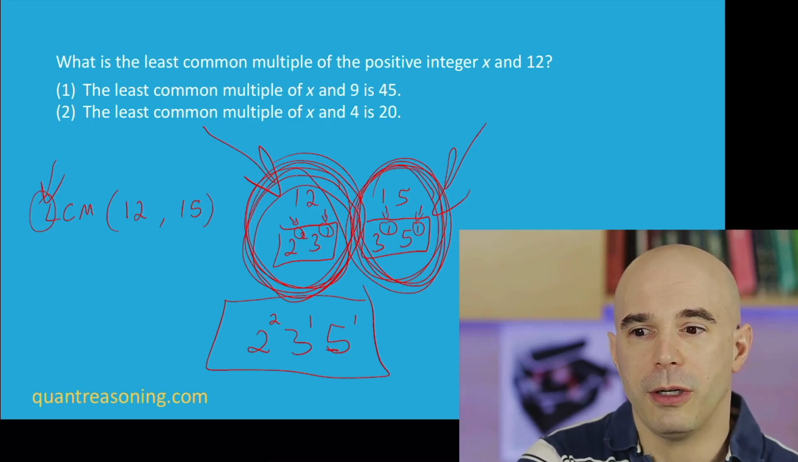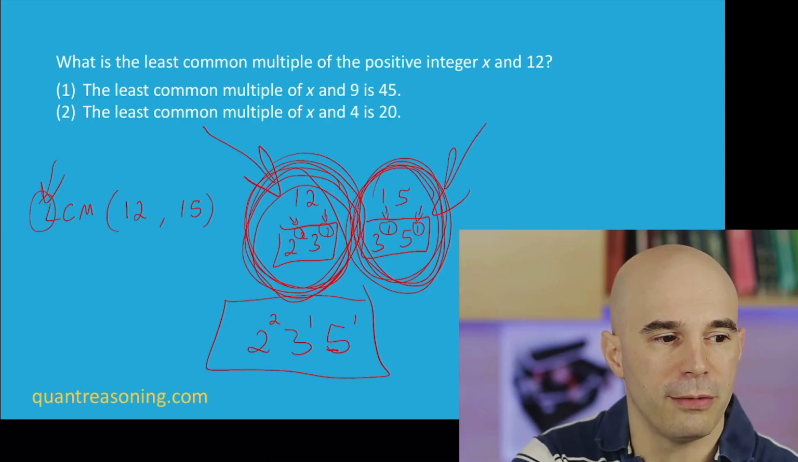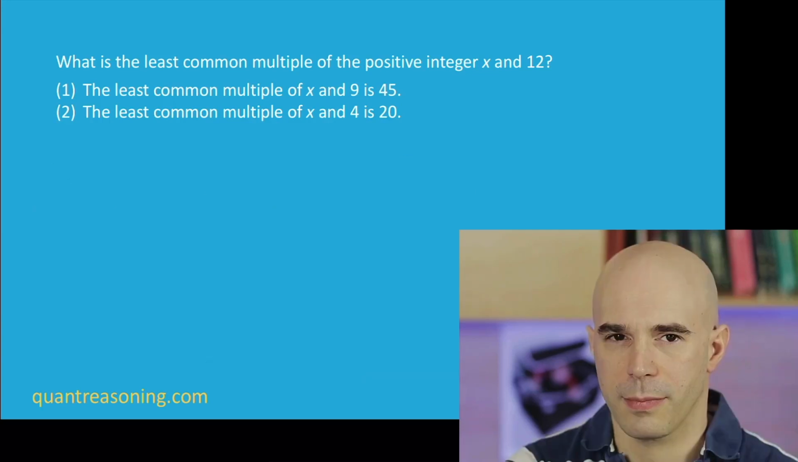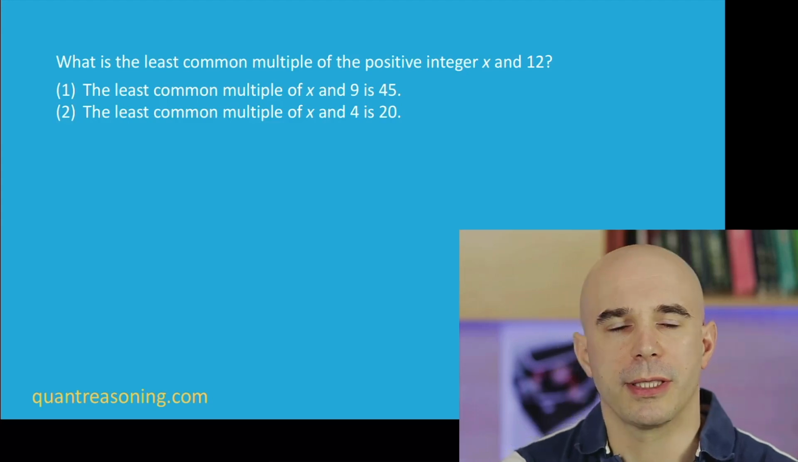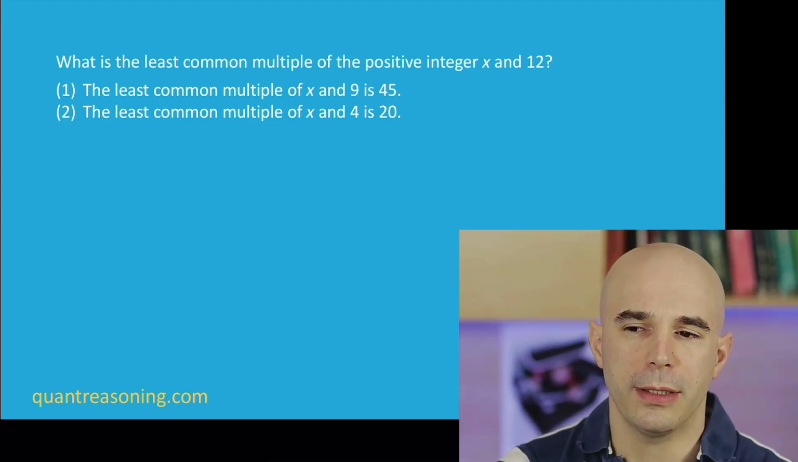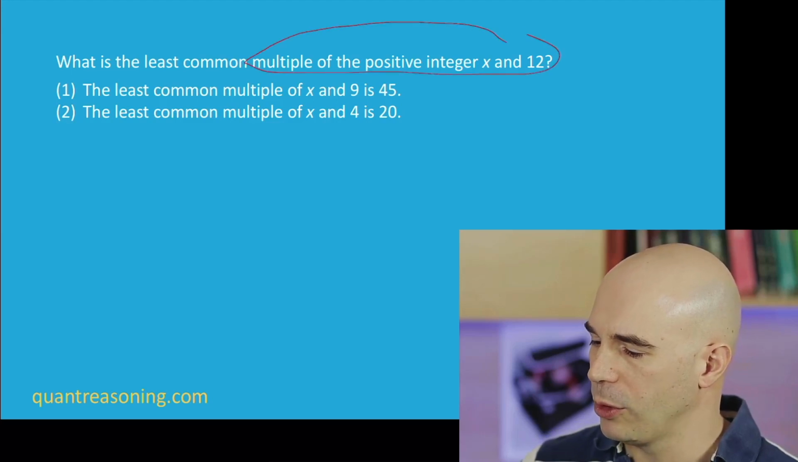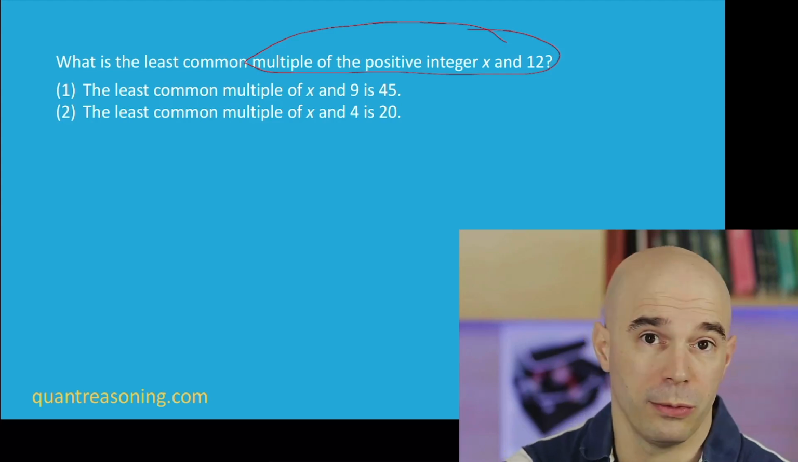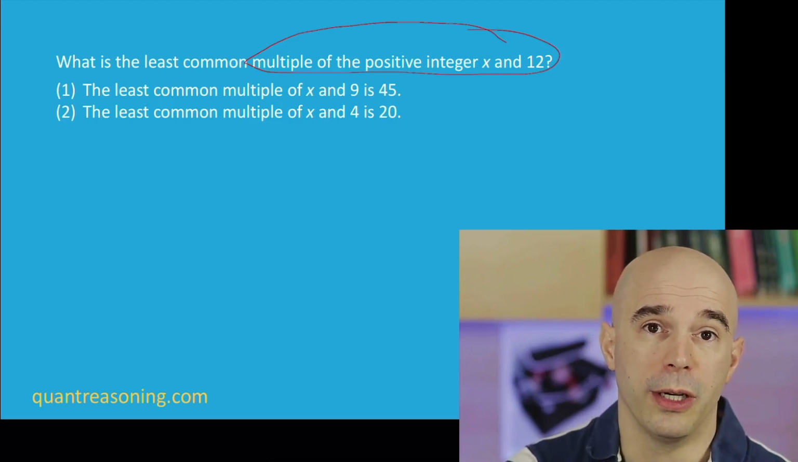So I'd like to give you all maybe another minute to think about the problem in the context of what I just described and see if you can figure it out. I really think that the key to our success on this problem is to take a lot of time to think about the question stem. We're looking for the least common multiple of 12, which we know everything we need to know about, and x, of which we know nothing.